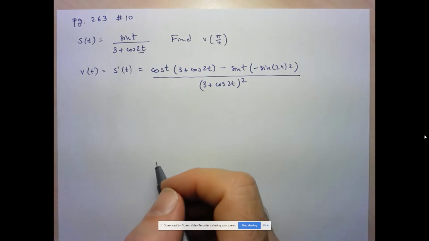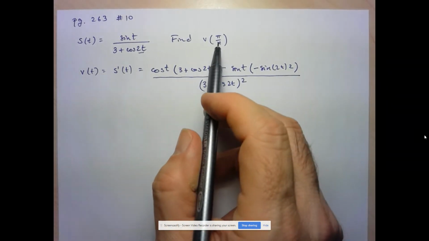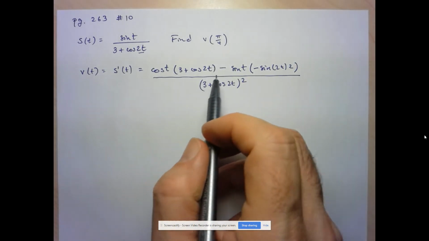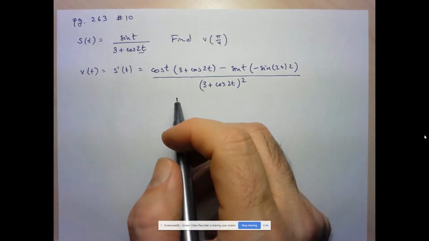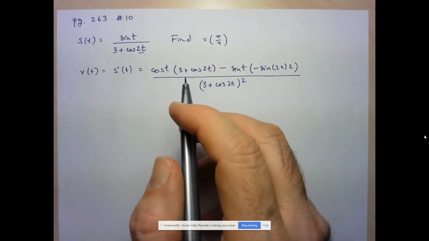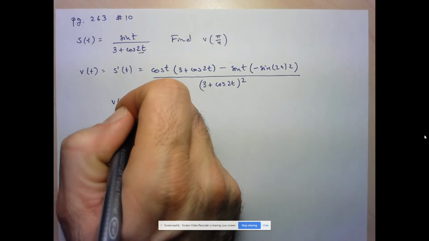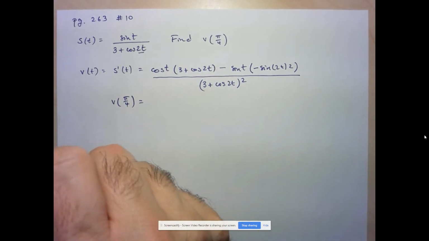All right. Now, since I really only need the value of this velocity at one single t value, I'm not going to bother doing much to simplify. I'm just going to input this into my expression here as I'm only looking for that one value. So v at pi over 4, we're just going to stick pi over 4 into this equation here.